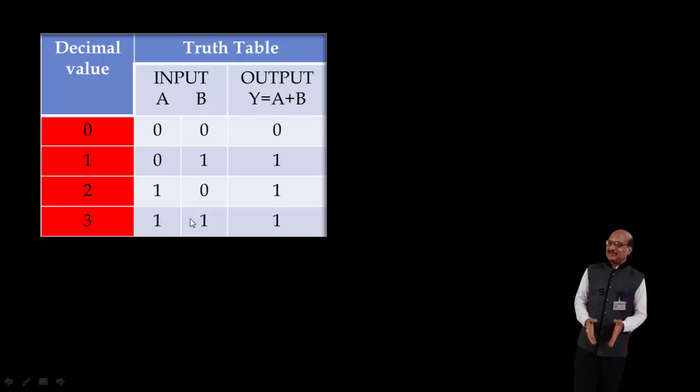Now if we consider the number of inputs 3, A, B and C, then the total number of possibilities will be 2 raised to 3, and that is 8. So you have to start at 0 and go up to 7, and you represent this 7 in terms of binary number system, and then you can find out what is the output corresponding to the inputs.